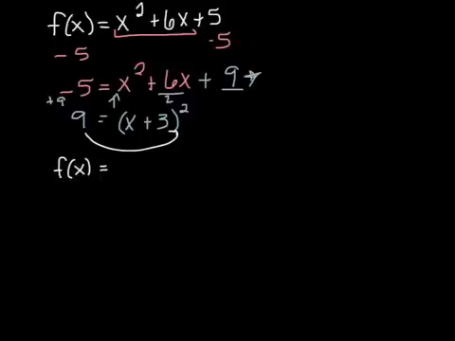Let's go back and look at that. What should that number be? 9 minus 5, it should be 4 that needs to go over. So I have x plus 3 squared, and if I bring that to the other side, I'm going to subtract 4, and I get minus 4.